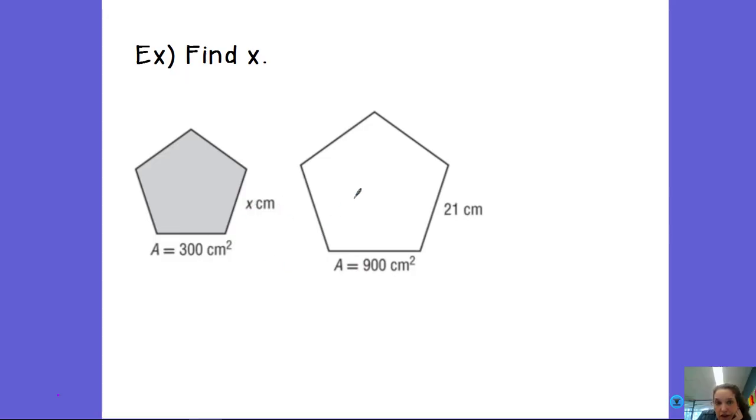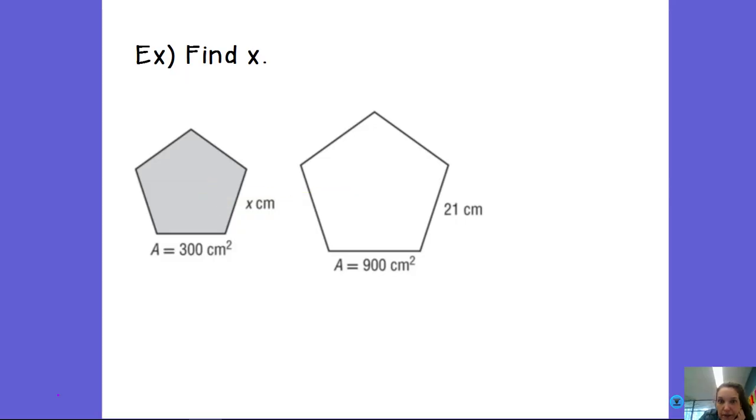So notice I know both the side length and the area of the white pentagon. I only know the area of the gray pentagon. So I have all the information about the white pentagon, and I'm going to use it to figure out this missing piece of information about the gray pentagon. So I am going from the white pentagon to the gray pentagon.